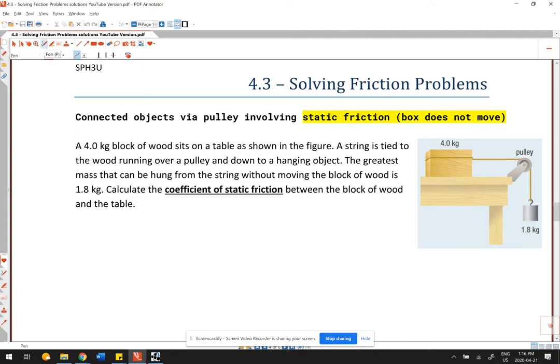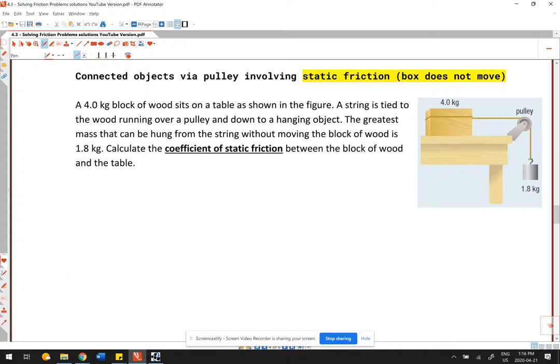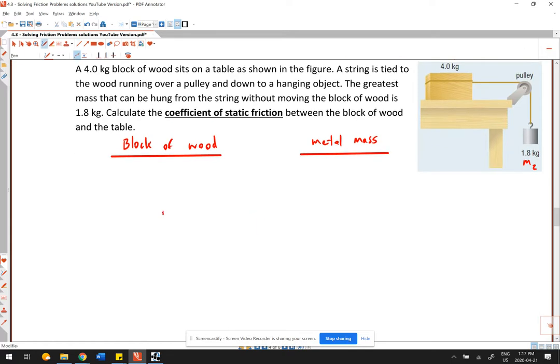Now, to start these questions, what we want to start with is a free body diagram of both objects. So we have two objects over here. We can label this mass 1 and this one mass 2. We have a box and a metal mass. So we're going to do free body diagrams for both. So first, we have the block of wood. And on the other side, we have the metal mass. And for both, we're going to do our free body diagrams over here.